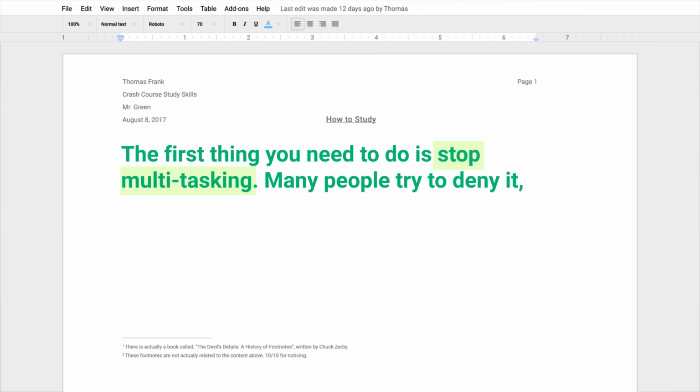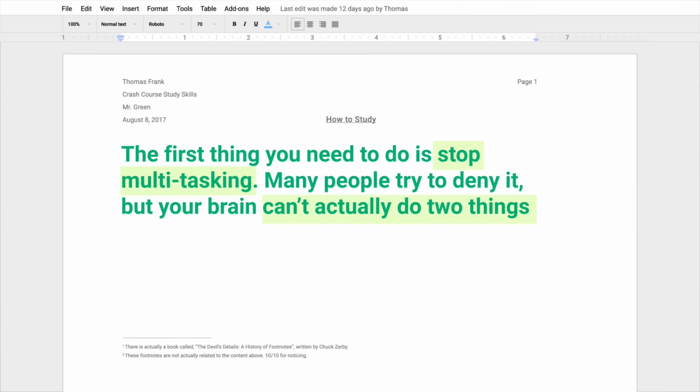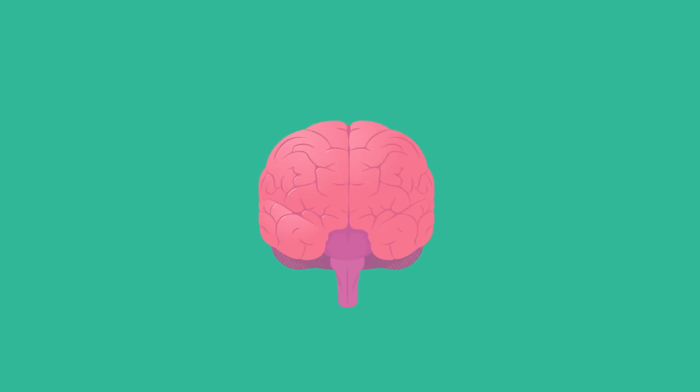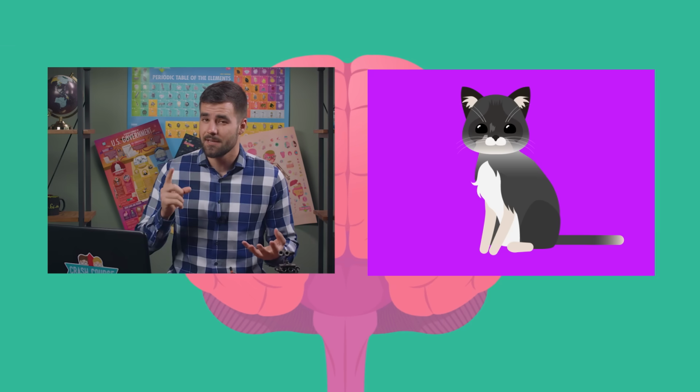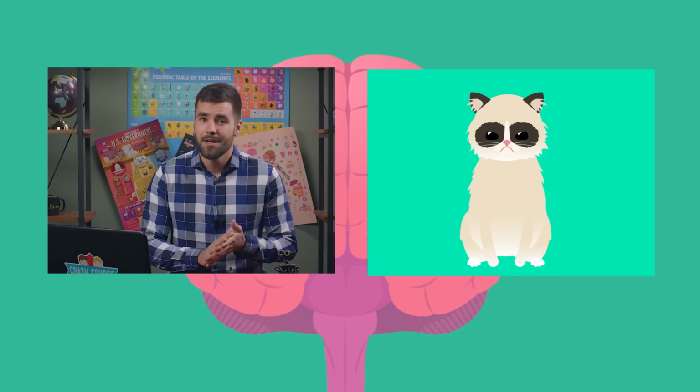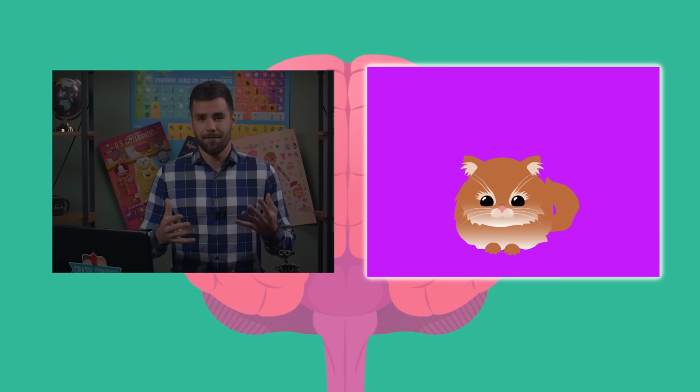The first thing you need to do is stop multitasking. Many people try to deny it, but your brain can't actually do 2 things at once. Think of your brain like a single core processor in a computer. These types of processors don't truly do multiple things at once. They just create the illusion of multitasking by rapidly switching from one task to another. So while you may think you're simultaneously watching this video and looking at pictures of cats, which I did ask you very nicely not to do, your computer's actually just jumping back and forth between each.